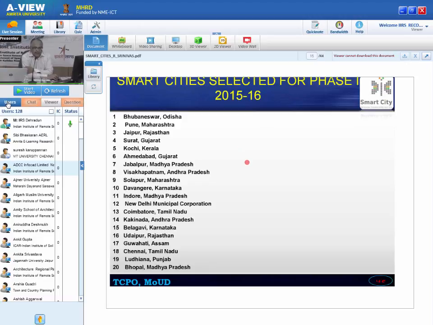Now, based on the stage 2 competition, the following cities have been identified, which are going to be covered in 2015-16. And this is purely on competition and on the marks. Bhubaneswar stood first, followed by Pune, Jaipur, Surat, Kochi, Ahmedabad, and so on until Bhopal. The rest of the cities will be covered after April. There will be another round of competition, and hopefully all the 98 cities will be covered in another year. The cities which have not been able to get selected in the first round have been requested to improve their proposals, because there are some lacunae in the proposals and they were not able to get marks.